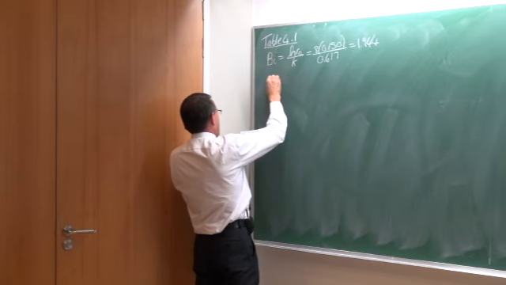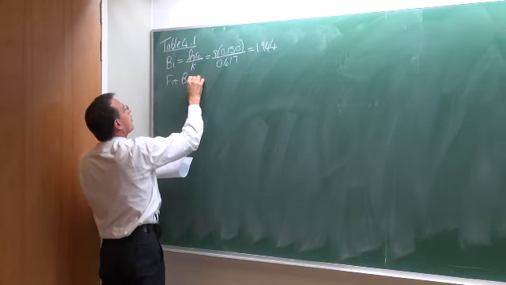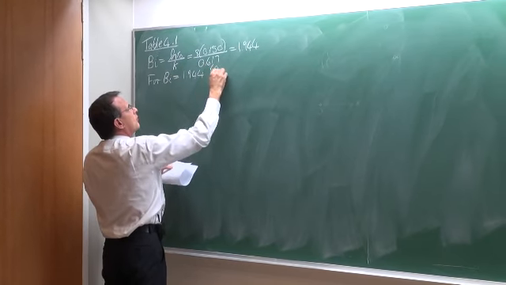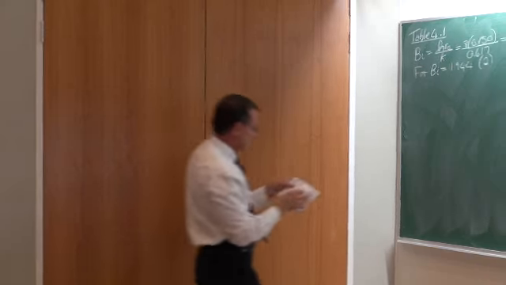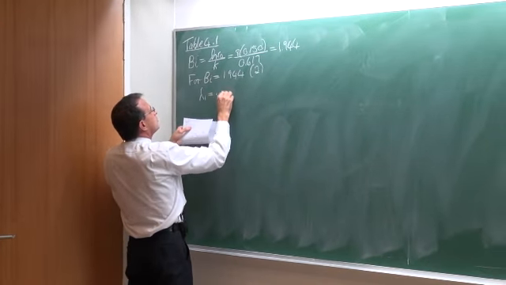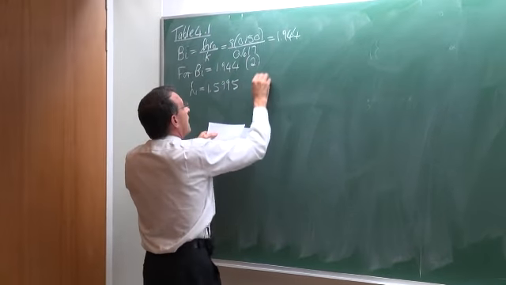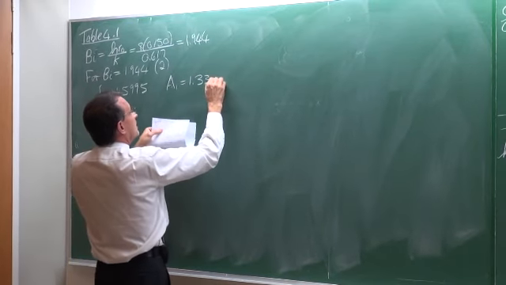Okay, so for a Biot number of 1.944, or I'm going to use the value of 2 so that I don't need to do interpolation. Lambda 1 is equal to 1.5995, and A1 is equal to 1.3384.